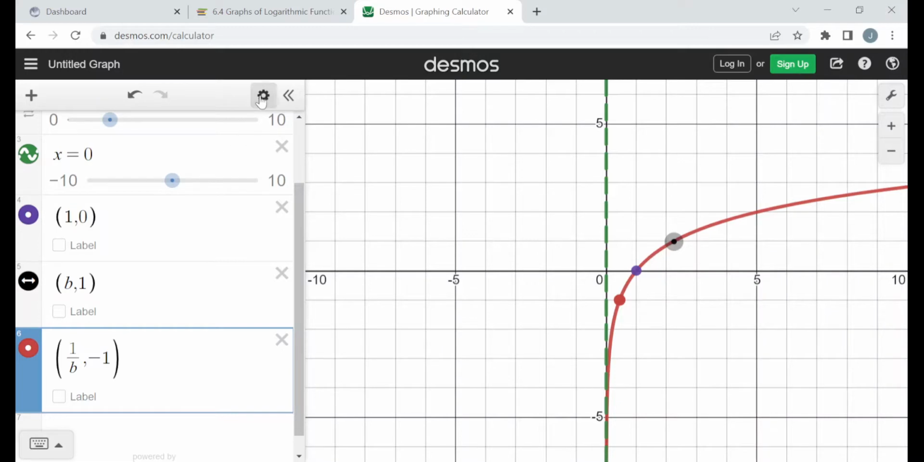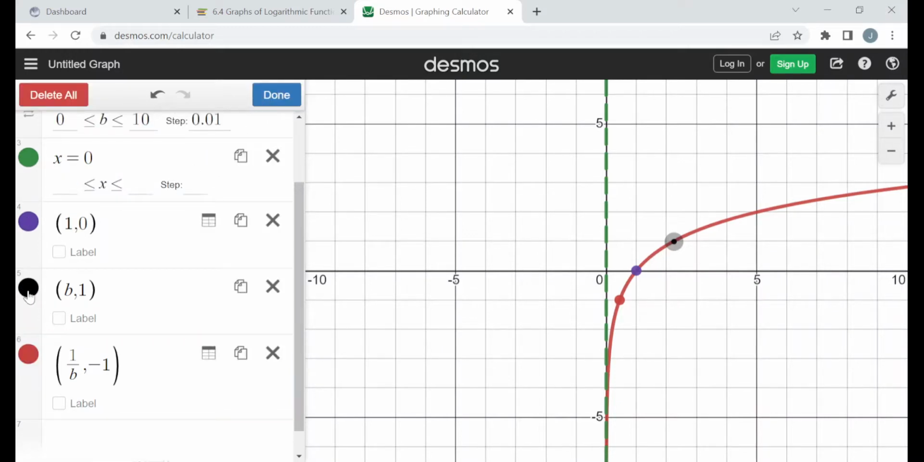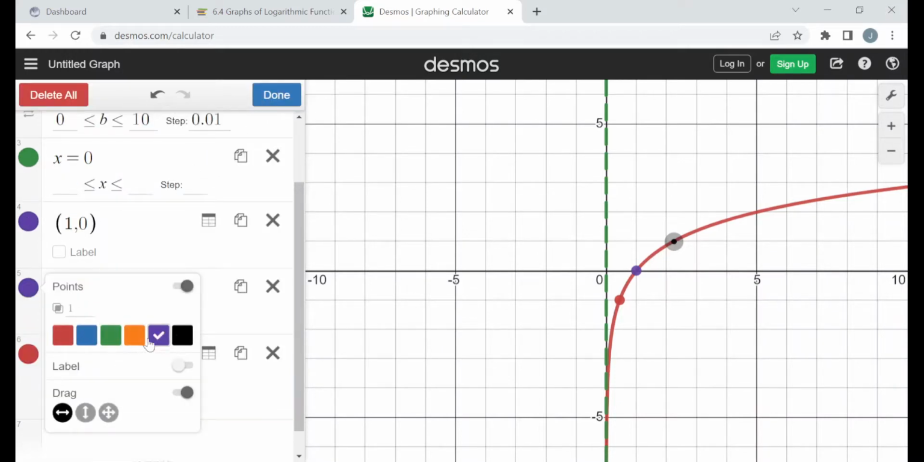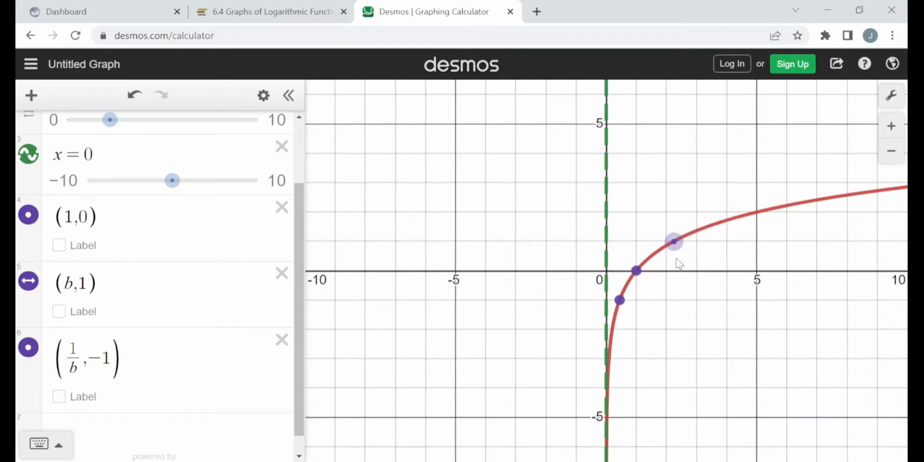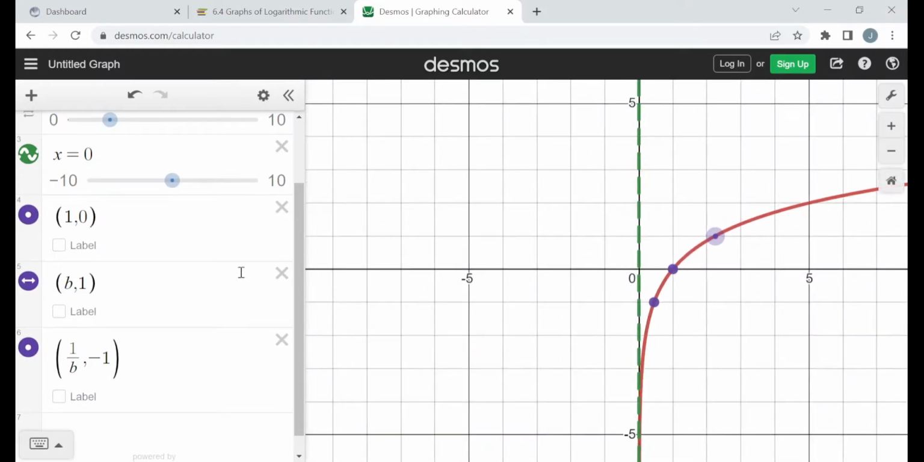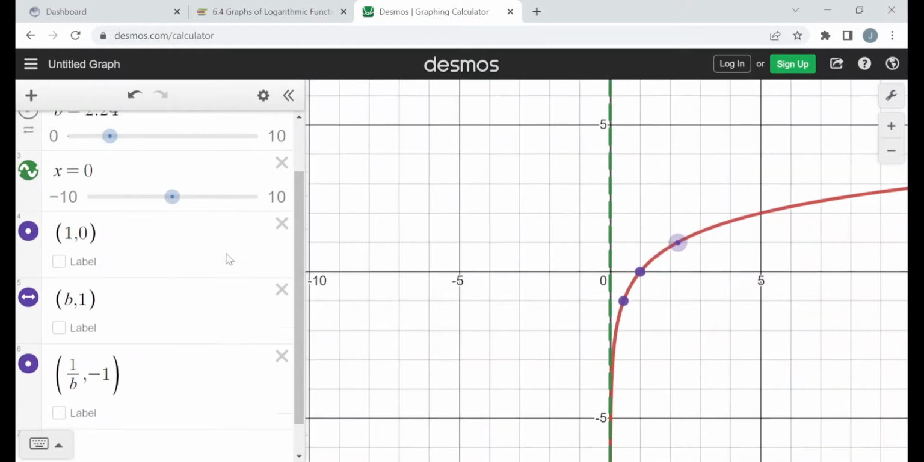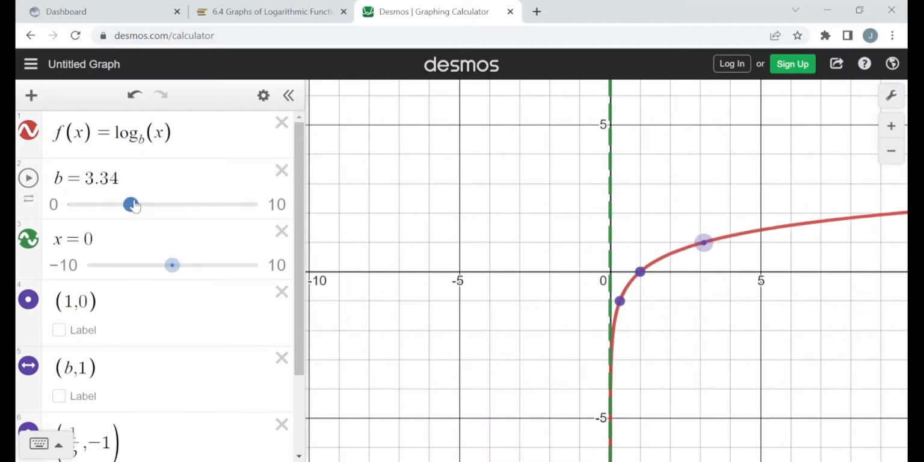And I'll change the colors of these so that they're all the same. Let's make them all purple. Okay, and you can see here, no matter what I change b to, these 3 points are on the graph of the function.